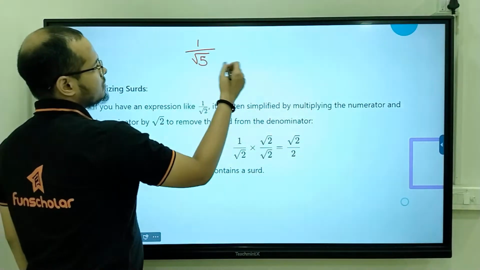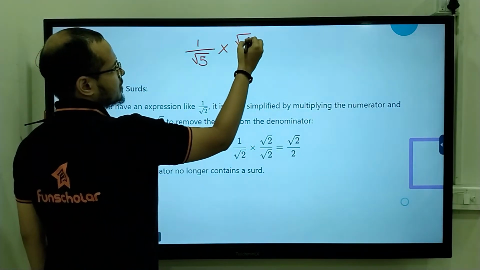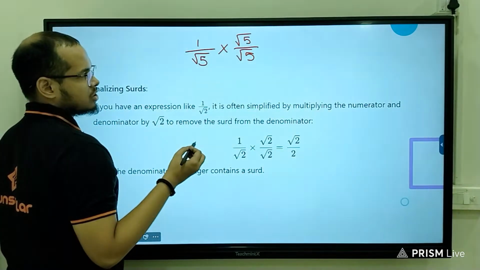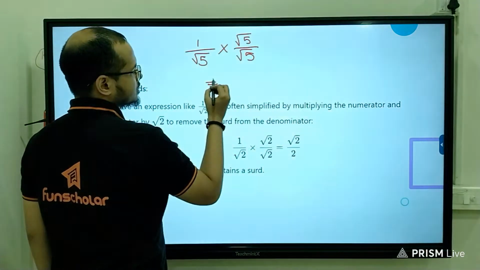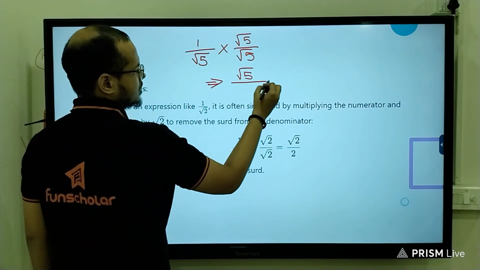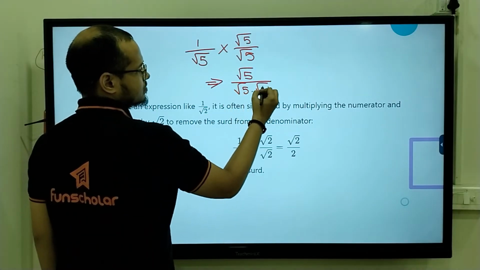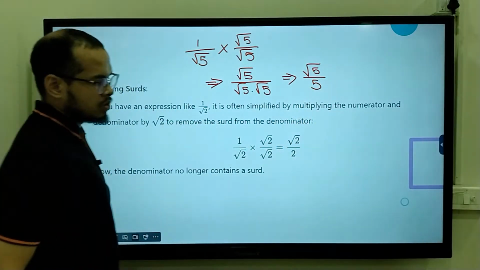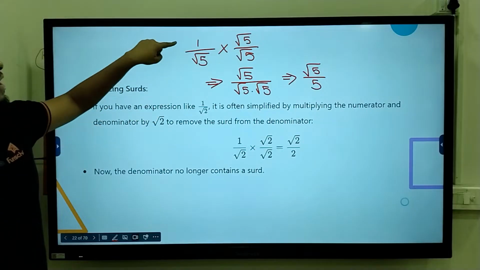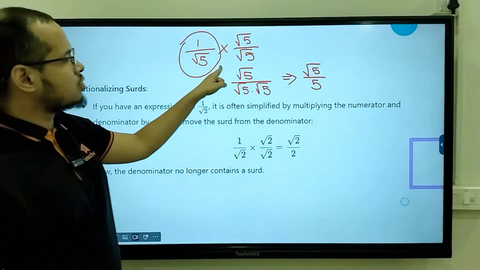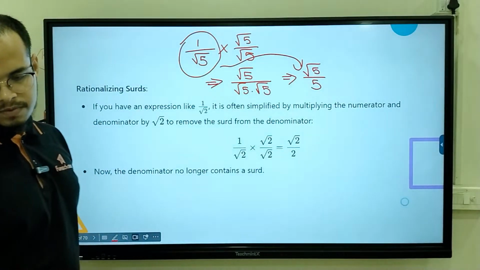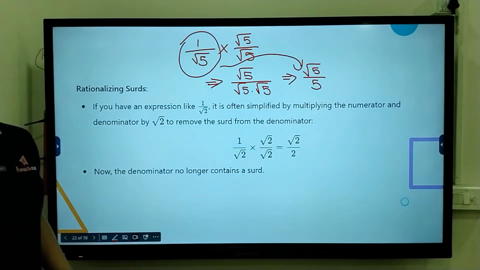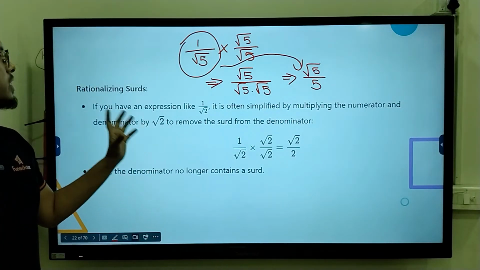So what we'll have to do? We'll multiply both numerator and denominator by root 5 into root 5, so it will not change the equation. Then it becomes root 5 by root 5 into root 5, that is root 5 by 5. Okay, so this is how we are converting from the denominator of root 5 to root 5 divided by 5. So we do not have any longer an irrational number in the denominator. That is the basic functionality of what is rationalizing.